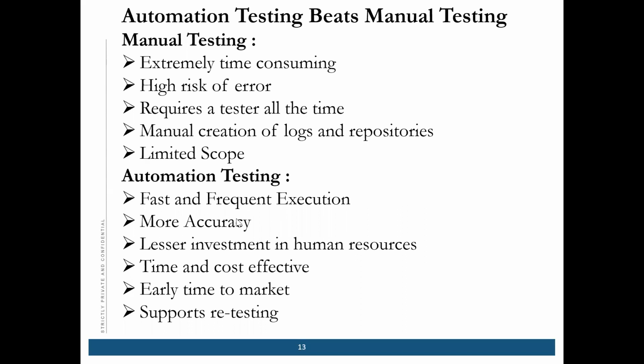Okay, so that's why automation comes into the picture, because it's a fast and frequent execution. It gives you more accuracy, lesser investment in time and human resource. It is time and cost effective, and it is early to market. Why? Because if you are ready with your product testing, then you can market your product, and it supports retesting. Okay, so these are the benefits of automation testing.